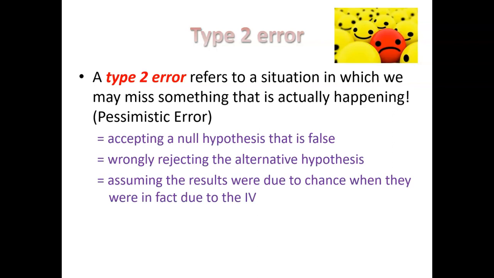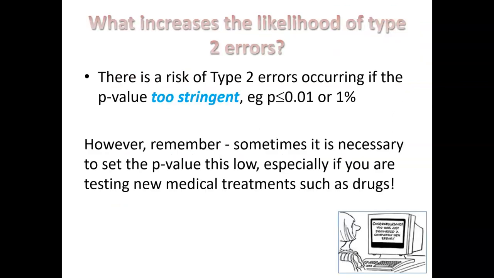On the other hand, a type 2 error refers to a situation in which we may miss something that is actually happening. So accepting a null hypothesis that is false, wrongly rejecting the alternative hypothesis, and assuming the results were due to chance when they were in fact due to the IV. And this is when things are too stringent. Okay, so 0.01, or 1%, is saying that we have to be 99% sure that the findings were due to the IV that we're manipulating or what we're measuring.